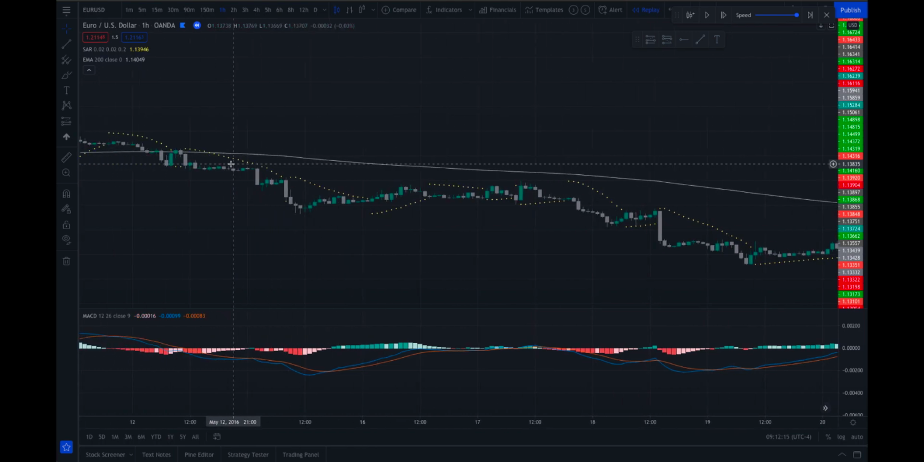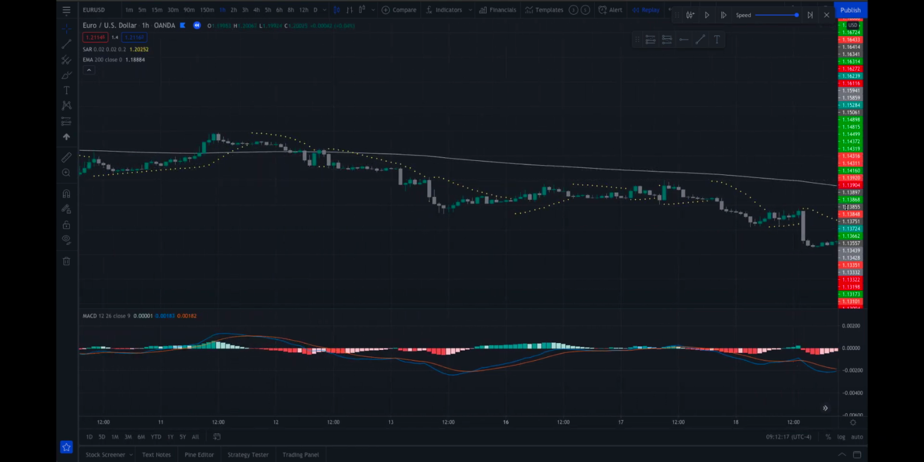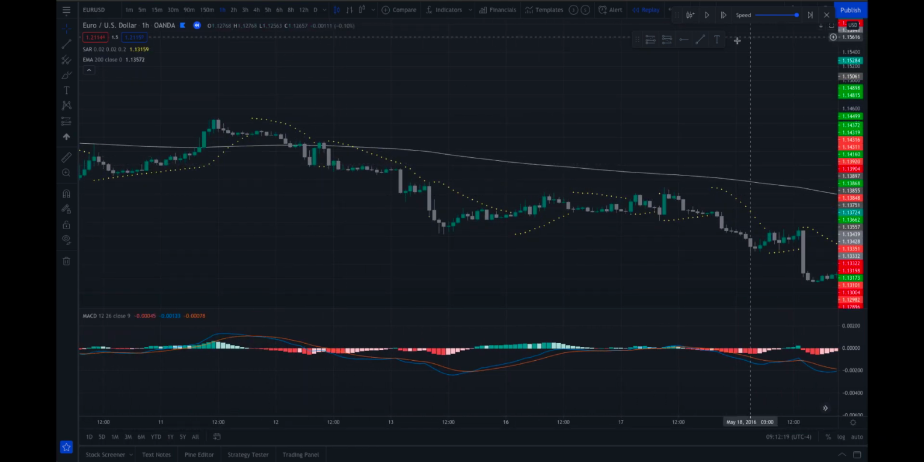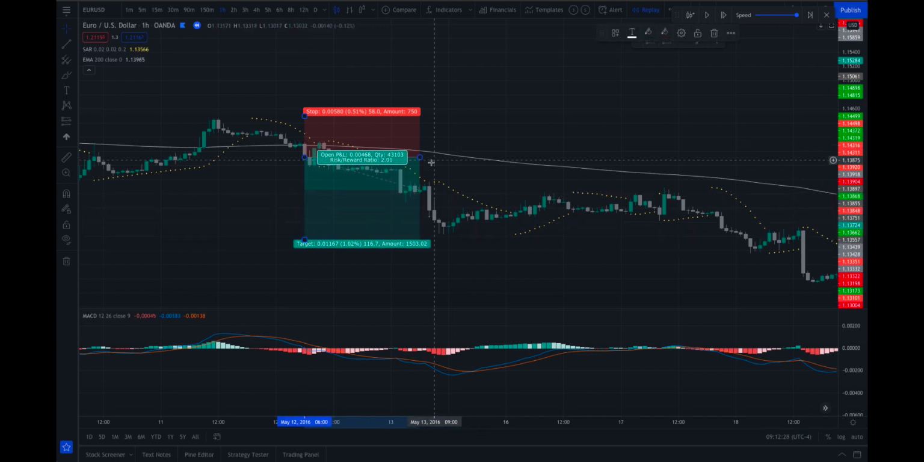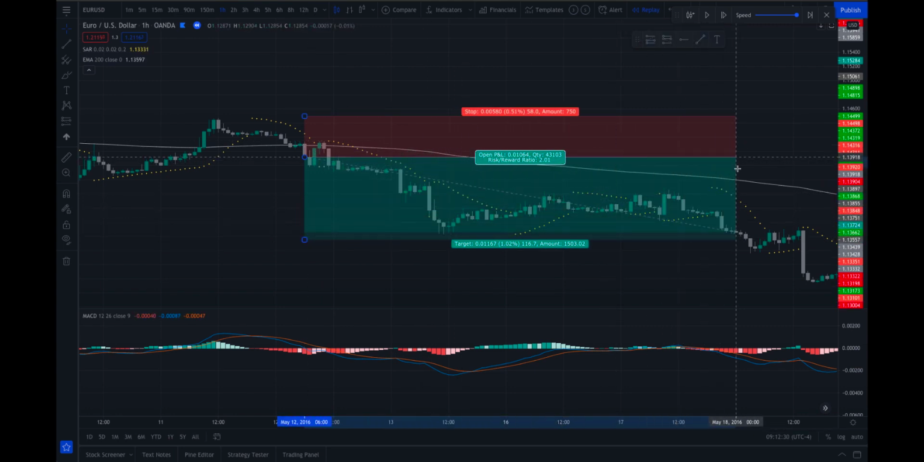I'll zoom in. Right here. Stop loss above the previous high and target 2-to-1. And that one is a winner.